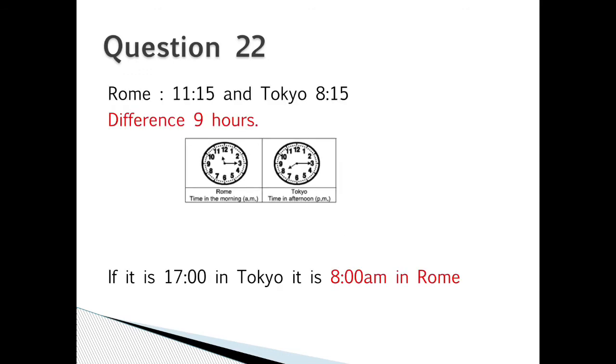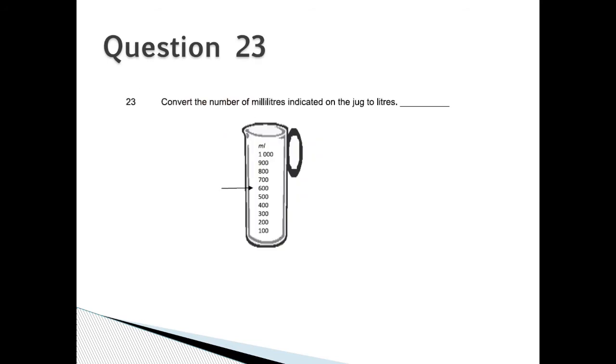Rome is 11:15 and Tokyo is 8:15. The difference is 9 hours. And if it is 7 o'clock in Tokyo, it is 8 a.m. in Rome. Question 23. Convert the number of milliliters indicated on the jug to liters.